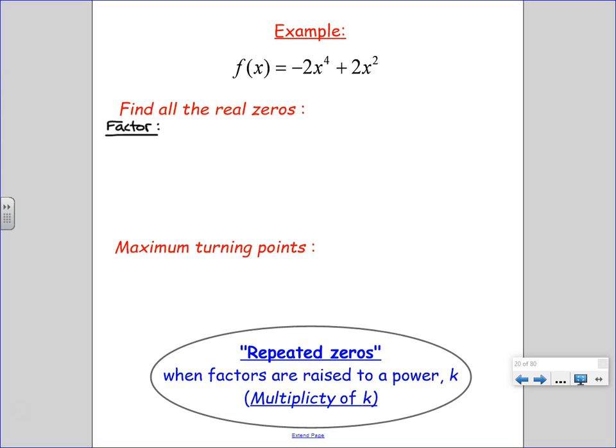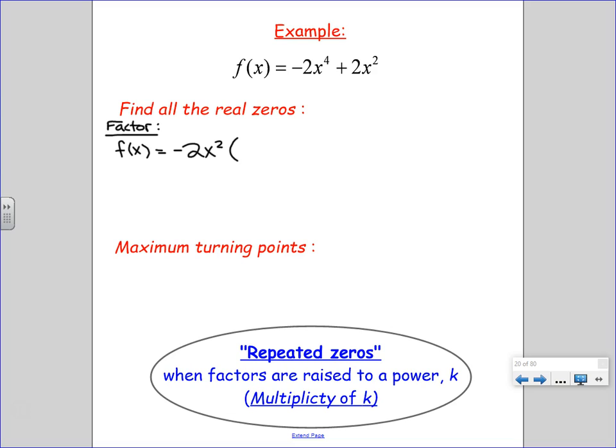Is anybody done factoring yet? Just a couple. These are still working. But what did hopefully most of you see to pull out? What's in common between those two? Negative 2x squared.